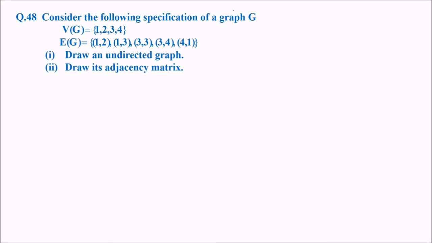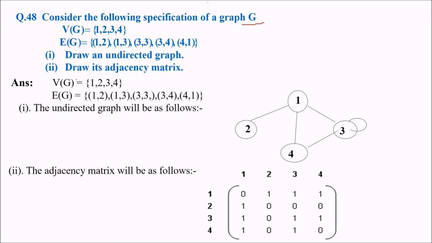Consider this graph G where the vertices are 1, 2, 3, 4 and these are the edges. We need to draw the undirected graph and its adjacency matrix. So the undirected graph and adjacency matrix would be like this. These are the vertices, this is the undirected graph. We'll start with 1, 2, then 1, 3, and 3, 3 also has. Then we have 3, 4, then 4, 1.